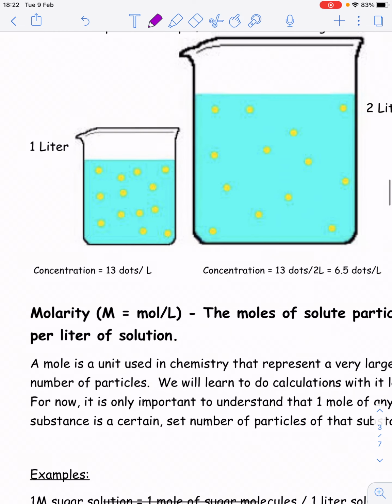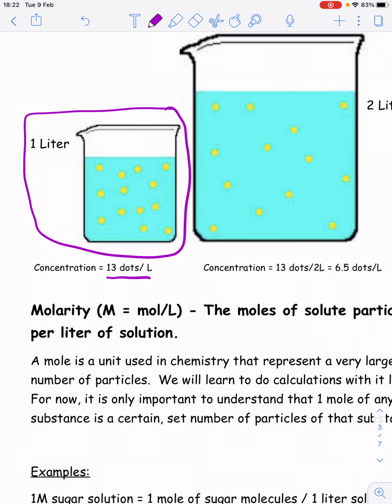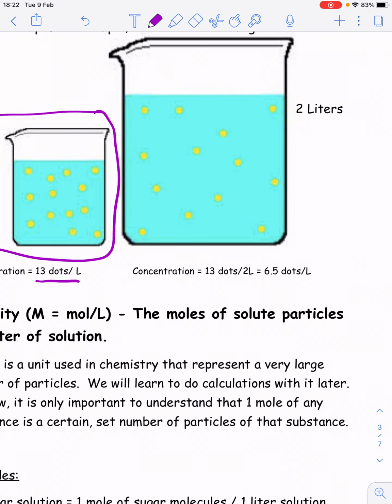If you look at the solution on the left, there is 1 liter of solution in this beaker, and you can see there are 13 yellow dots representing solute particles. So we could describe the concentration here as 13 dots per liter. Over here, we've added another liter of water to that solution. Now the total volume is 2 liters, but it still has 13 dots. So now we have 13 dots per 2 liters. If we divide that out, that means there's 6.5 dots per 1 liter.